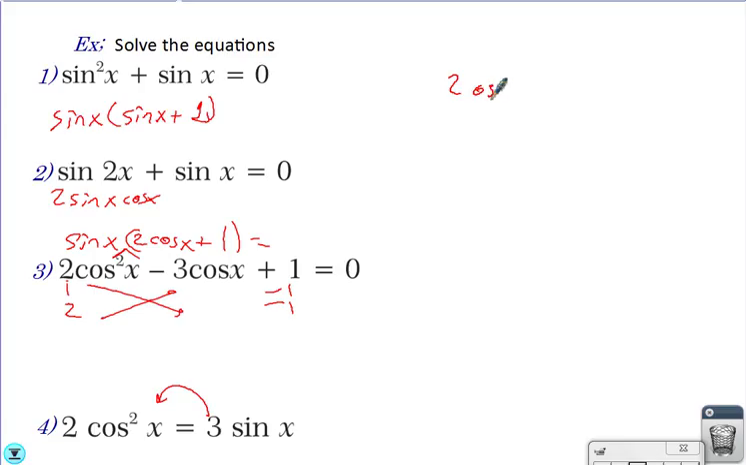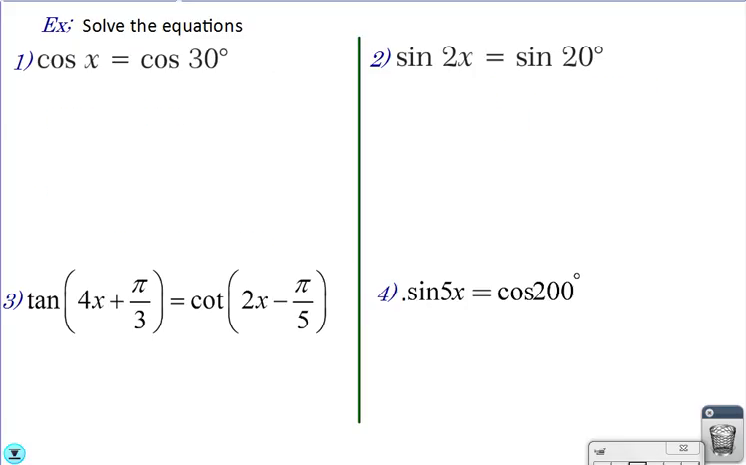2 cos squared x minus 3 sin x equals 0. In this kind of equation, if you have different powers and different letters, you try to make them the same letters. Instead of cosine squared x, we can use 1 minus sine squared x. I think double of sine squared, if I remember. No, just 1 minus sine squared x. We have done it in the class, but it will take too much time right now.